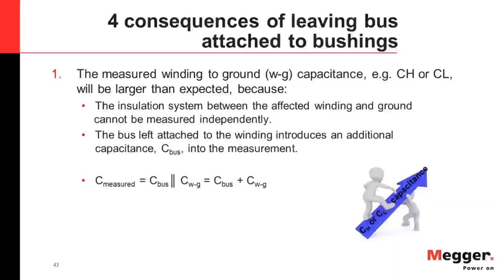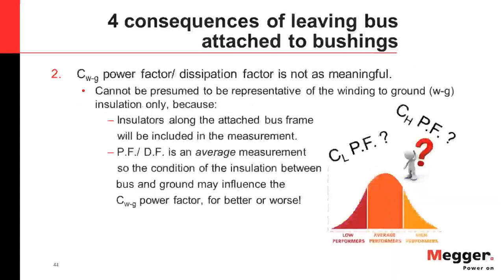The second consequence is your affected winding's power factor will not be as meaningful. If we continue with CL, CL will not be as meaningful and can't be presumed to be representative of the low voltage winding to ground insulation only, because that attached bus frame has support insulators on it, and the condition of those insulators will be included in the measurement too. And since power factor is an average measurement, the condition of that insulation between the bus and ground may influence your, in this case, CL power factor measurement for better or for worse. Could go either way.